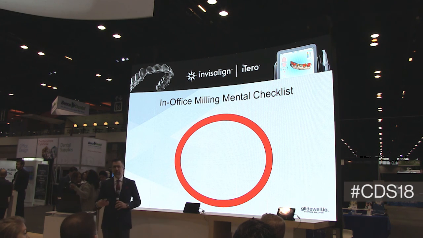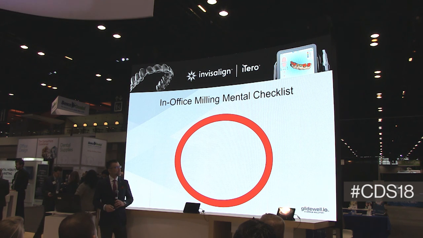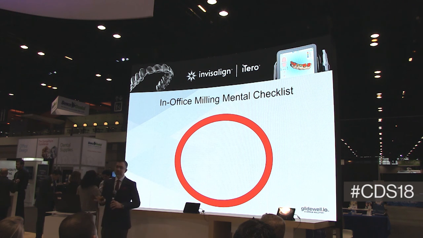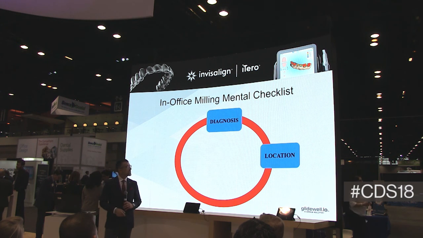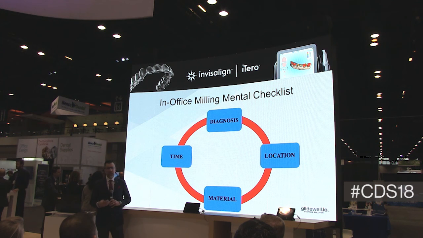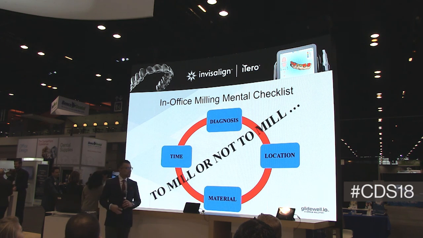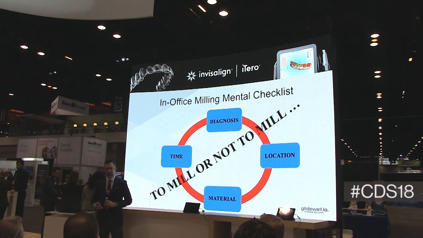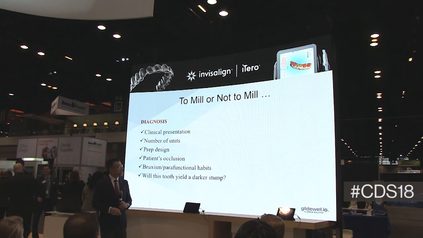And it's really a cyclical series of thoughts that I go through when I'm doing that. And there are 4 key components to the cycle. The first component is the diagnosis. The second is the location. The third is the material choice. And the fourth is time. And once you've evaluated all of these, you decide whether you're going to mill or you're not going to mill, and you're going to send it to the laboratory. So let's break each of these down and let's talk about them in more detail.